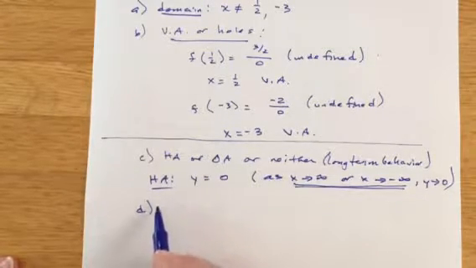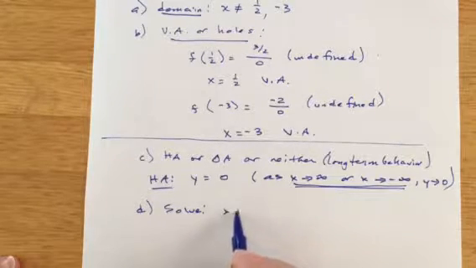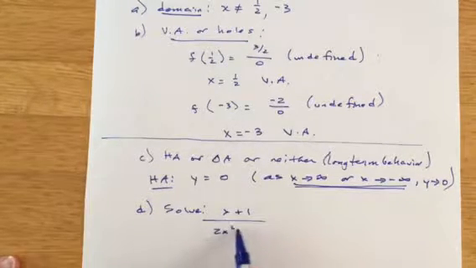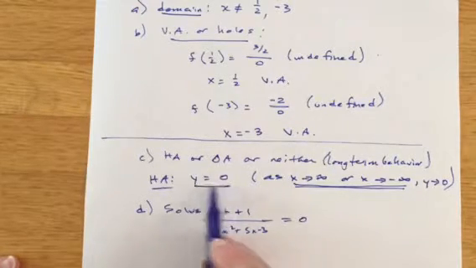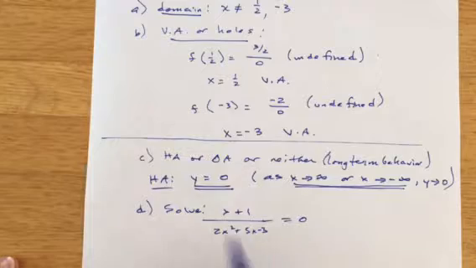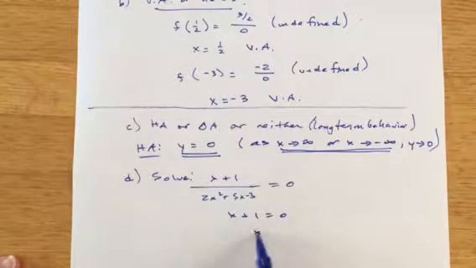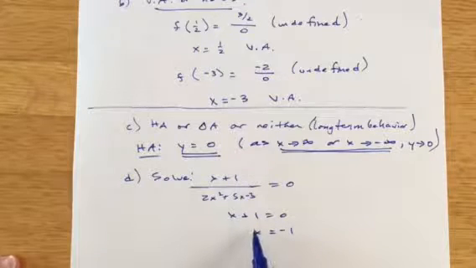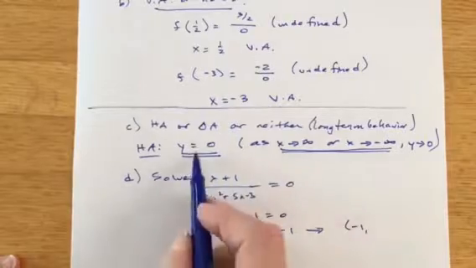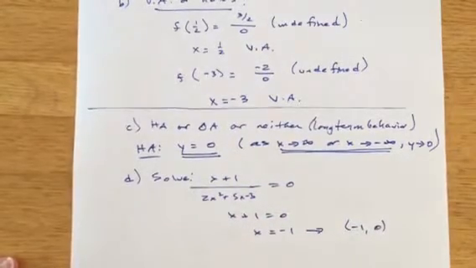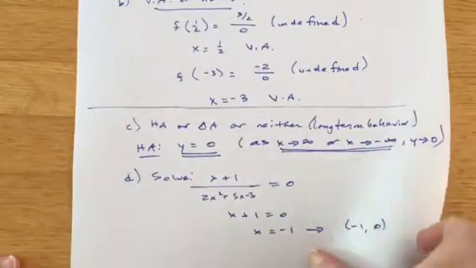So again, remember, you're just trying to solve: does this function, which is (x plus 1) over (2x squared plus 5x minus 3), ever equal 0, which is our asymptote? Remember, a fraction can be 0 only when the numerator is 0. And so we get x equal to -1. So this point, (-1, 0), is a point on our graph. It's a point where the graph crosses the horizontal asymptote.